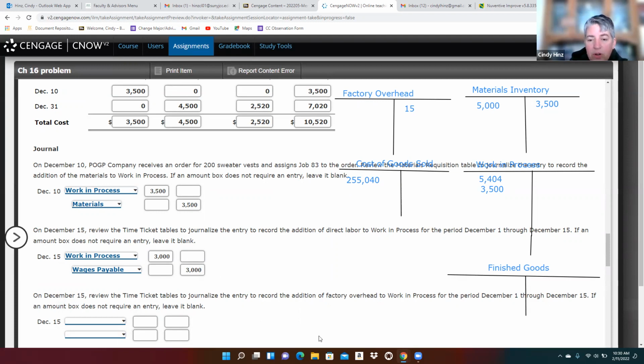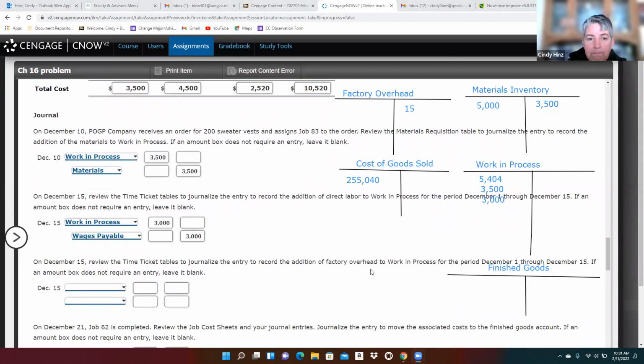And in our journal entries, in our T accounts, we're not showing the wages payable. I could have set up a T account for that, but we don't need that for our purposes here. But the debit was for $3,000 to that work in process. There we go.